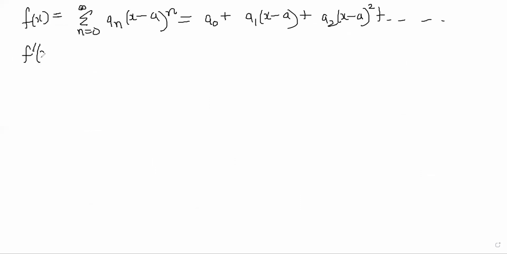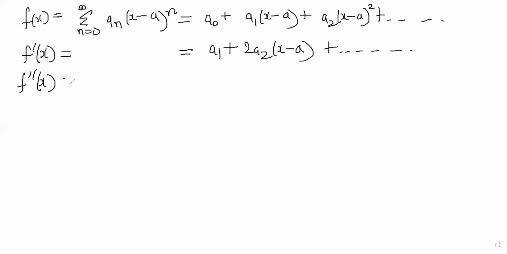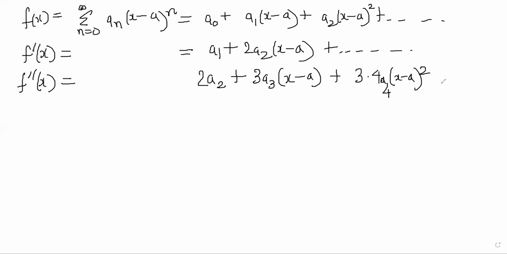So if I differentiate this, f dash x will become what? f dash x will look like a1 plus 2 a2 (x minus a) plus so on, right? And f double dash x will become 2 a2 plus 3 into 2 a3 (x minus a) plus 3 into 4 a4 (x minus a) whole square and so on. And f triple dash x, you can check it by expanding each term and differentiating properly.